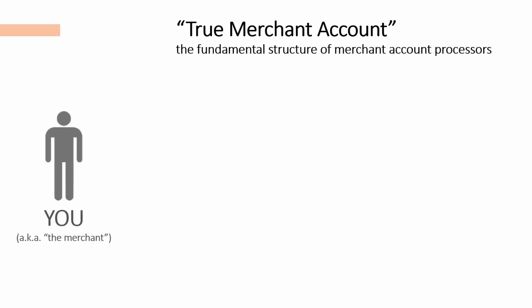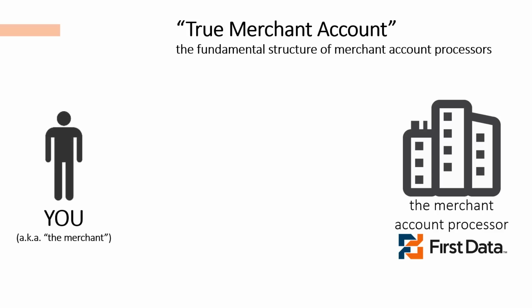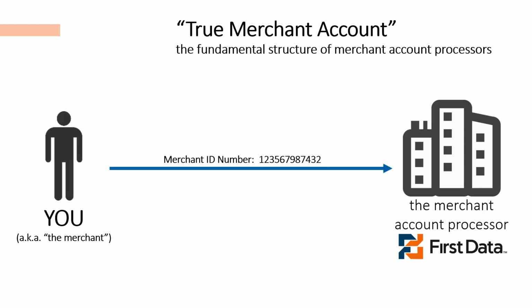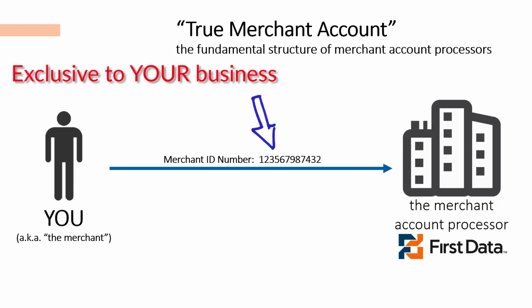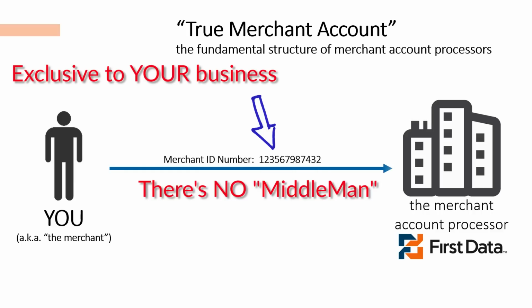as I illustrated, and a true merchant account, on the other hand, is a dedicated bank account that's used to deposit money from credit card transactions that you accept from your customers. So with this model, the processor or the bank issues a merchant ID number that is exclusive to your business and nobody else. So it's a straight line relationship from your company directly to the processor.